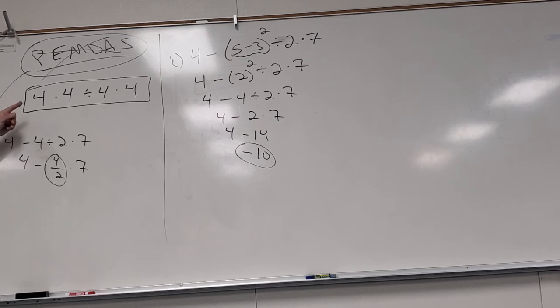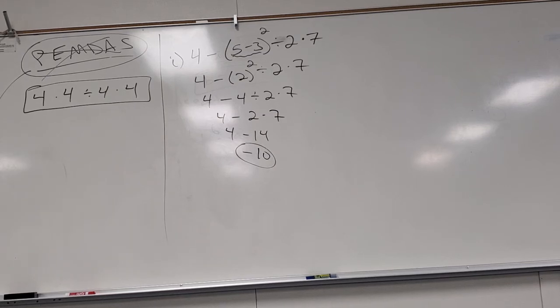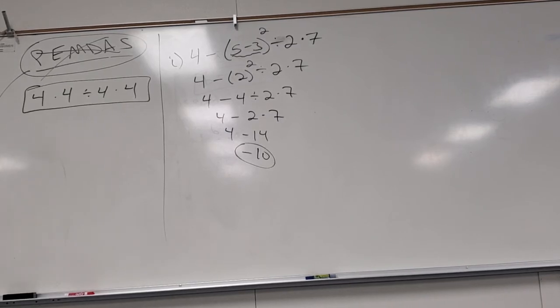So, does somebody have an answer to this? Can you do multiplication and division at the same time, but in this case would it just be left to right? Yes, that's the way you have to do it. Does anyone have an answer? 16. 16 is the right answer. If anyone got 1, not quite right.